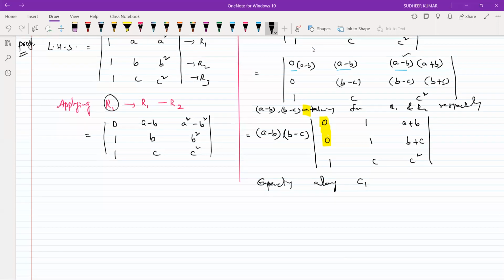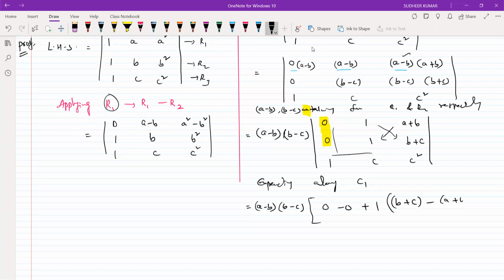So what will we get as the answer? A minus B, the values which are taken common remain the same. A minus B into B minus C into the next value. We can write 0, minus 0 and plus 1 into, because 0 into any value is 0. If you want, you can write plus 1 into, if it is 1, delete this row and column. Multiply these two: B plus C minus A plus B. We can reduce one step, that's it.